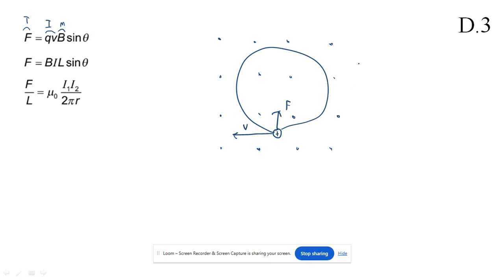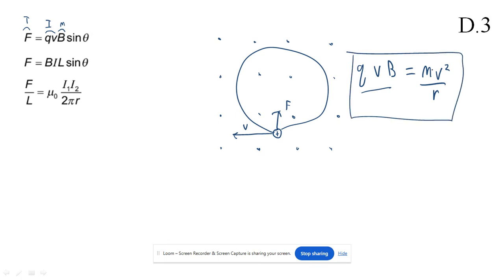And then the key thing here is that if this is all right angles, the sine of 90 would be 1, and we can say that the force is just QVB. And then if it's making it go in a circle, that magnetic force becomes a centripetal force, right? So now we can calculate the radius and everything like that. And that's just a key thing. There's a whole series of problems where the centripetal force equals friction, or centripetal force equals the tension in a string. Here, the centripetal force equals the magnetic force. So that's a whole genre of questions.